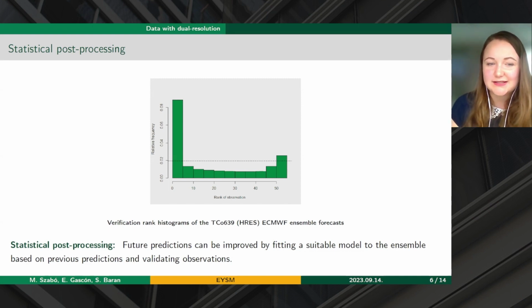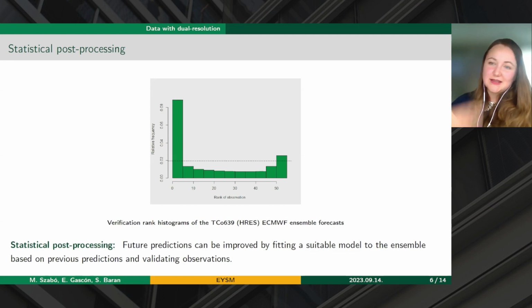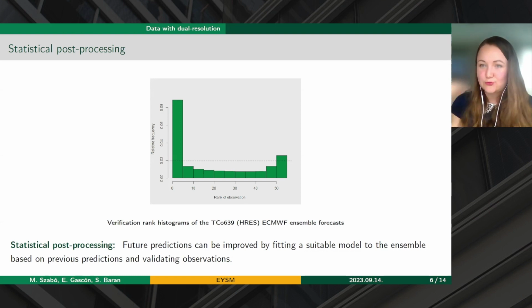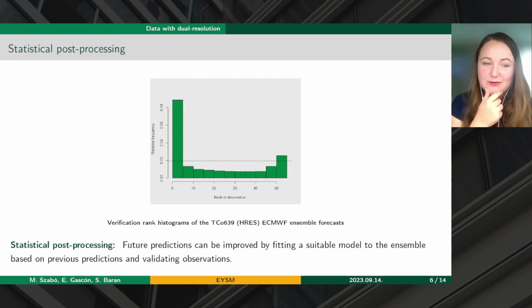As you can see here, this is a verification rank histogram. It shows in a histogram form the ranks of the verifying observations with respect to the corresponding ensemble forecast. And you can see here that it's very U-shaped. It should be more uniform. And so we need to use some sort of calibration.